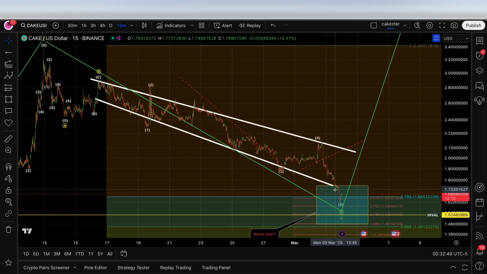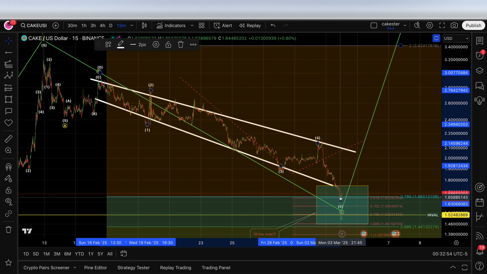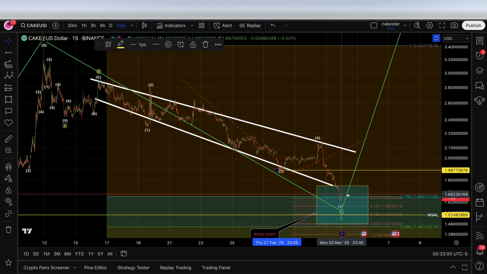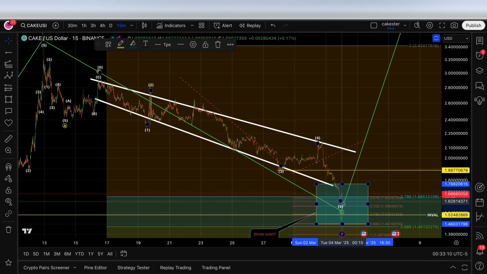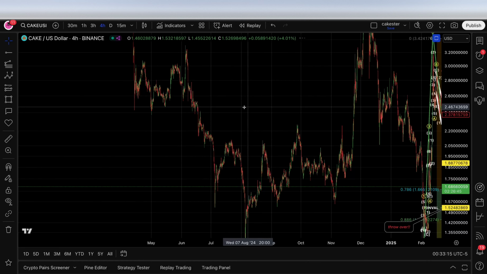So it looks like we're very close to finishing up this C wave on cake, but I would want to see a retraction back above this low. If we can get back above $1.887 on the 4-hour time frame and then get a close above it, then we can for sure say that this over here is our low. So yeah, this is what I see on cake. I think it's going to do very well.